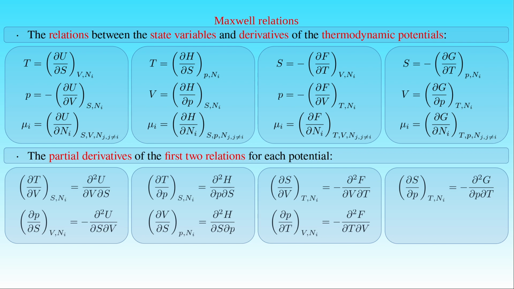For the second equation, we have the partial derivative of the volume V with respect to the temperature T at constant pressure P and number of particles Ni, which is equal to the second order partial derivative of the free enthalpy G with respect to the temperature T and the pressure P.